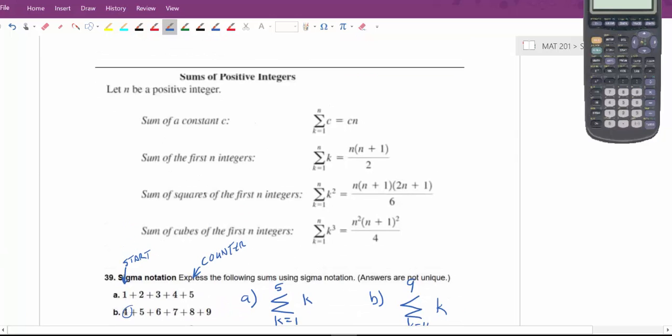Now, the only thing else that I wanted to do is look at some of these formulas right here. So we have a formula if you're just doing the summation of k. It's n times n plus 1 over 2. We have a formula for the summation of k squared. And then we have summation for cubes and all kinds of things like that.